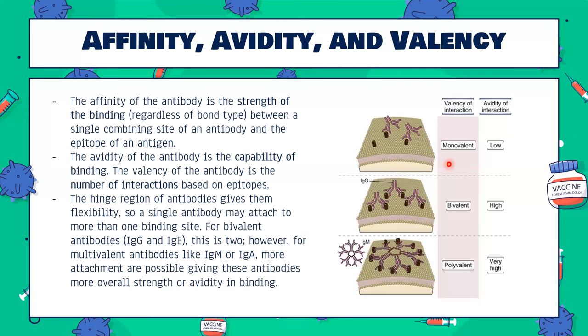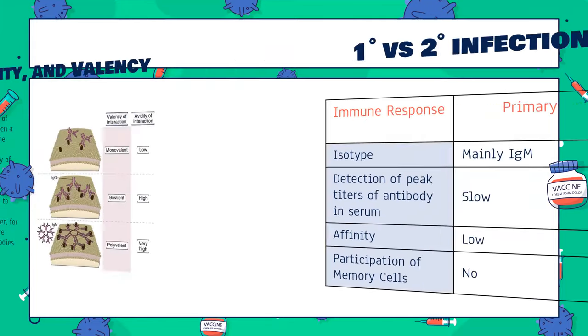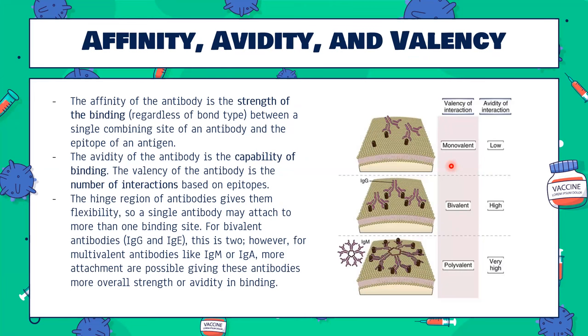Why is it low? Because as I told you guys, it's not very specific. It's just binding to whatever. However, in a secondary response where I have IgG, my affinity is going to be very high. In a primary response, am I going to have participation of memory cells? No, perfect. And the final one, I'm not sure if you guys would know it, but we could try. I mentioned to you guys serology, and titers, and the ability of finding antibodies. So, do you guys think that in a primary response, we're going to have a slow or a fast titer of antibody?